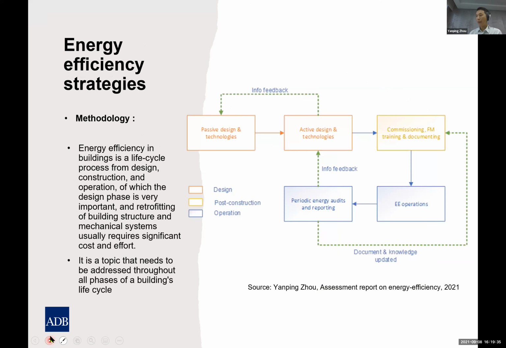Next, Jimmy, please. I use this diagram to show the information flow and feedbacks in different stages of the project, the building life cycle, and how we could get the lessons learned in the previous project and use them for the future project in order to keep improving the energy efficiency based on the knowledge we gained.